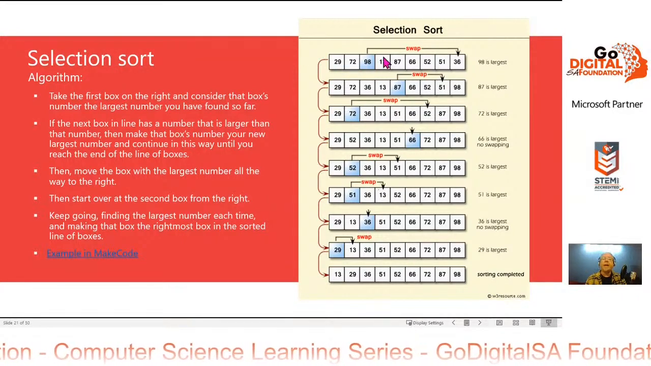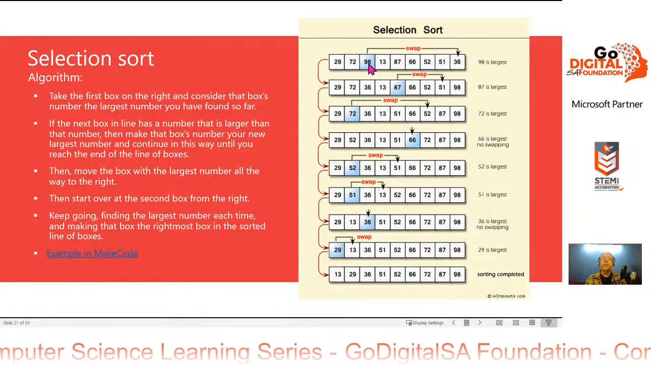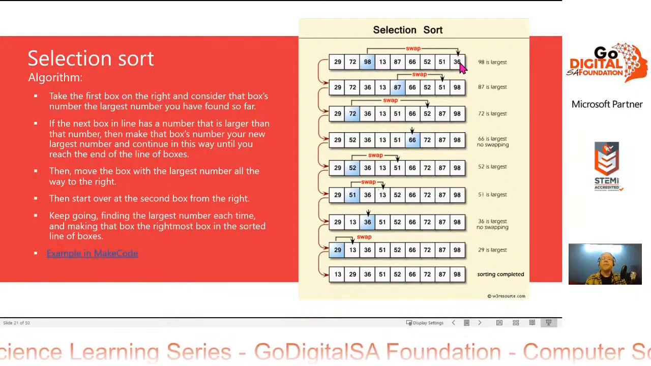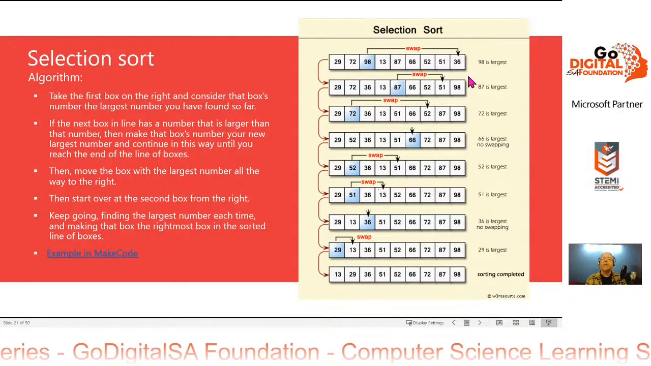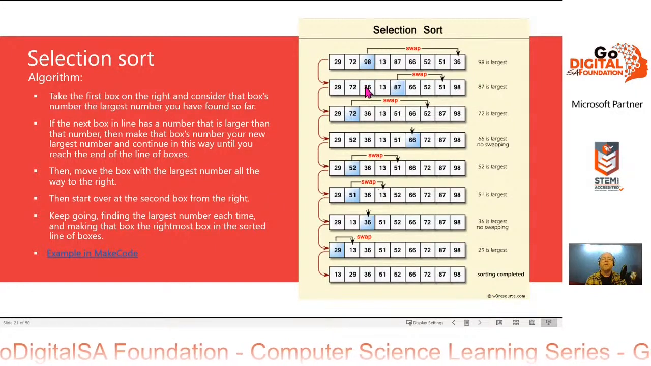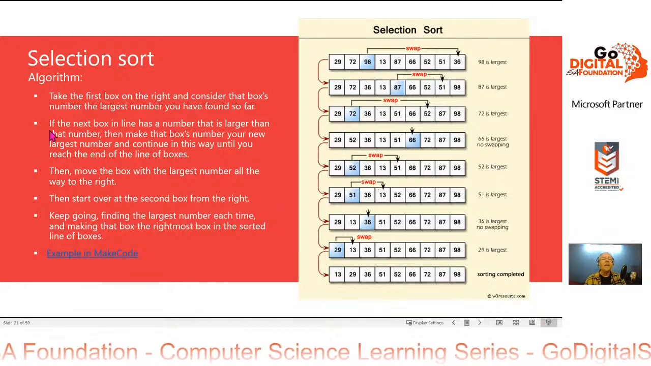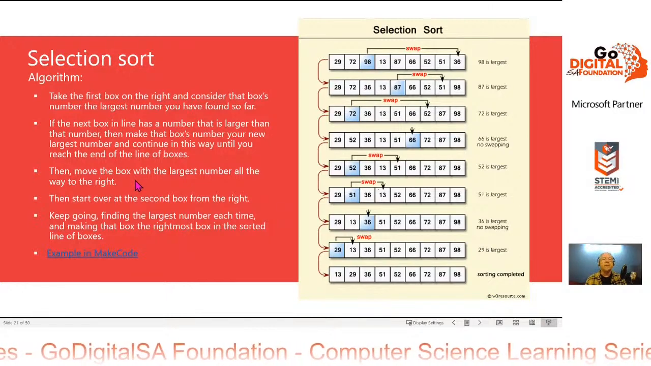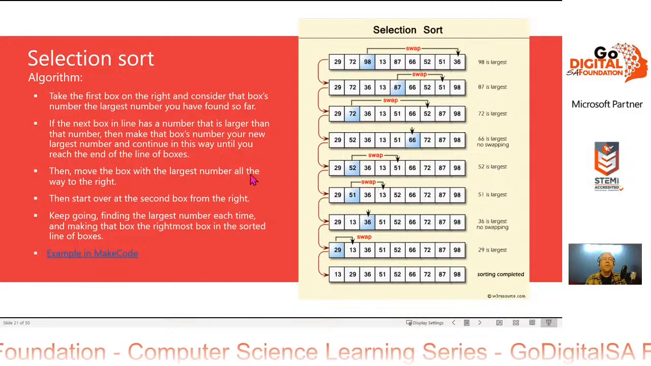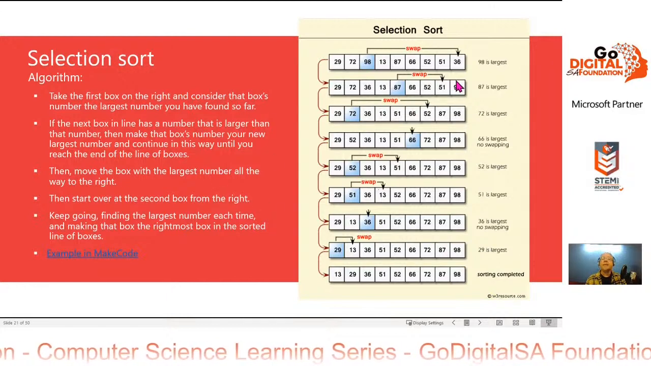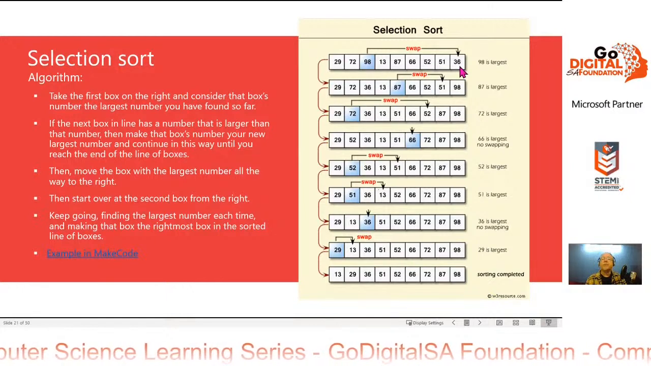So after going through the whole row, we swap the last box with the largest number. So we're moving 98 to the end and moving 36 to take its place. Then move the box with the largest number all the way to the right. Then we start over at the second box from the right. Okay, so we've done that with the first row.